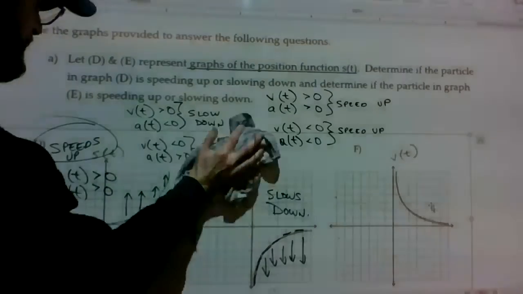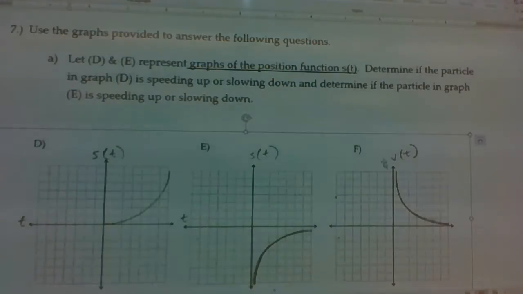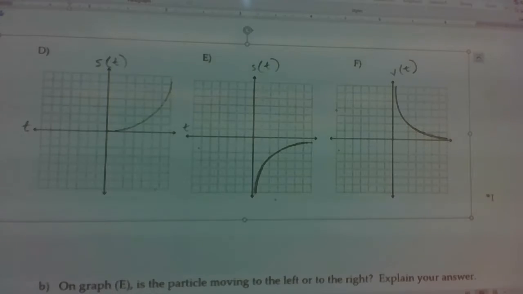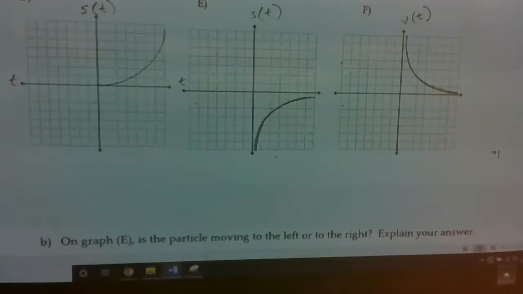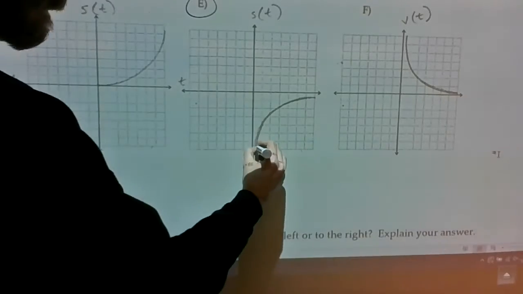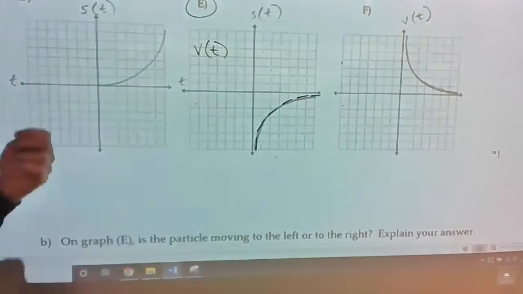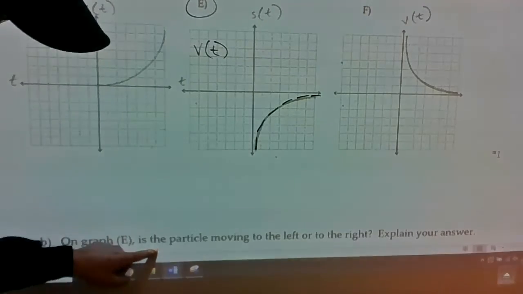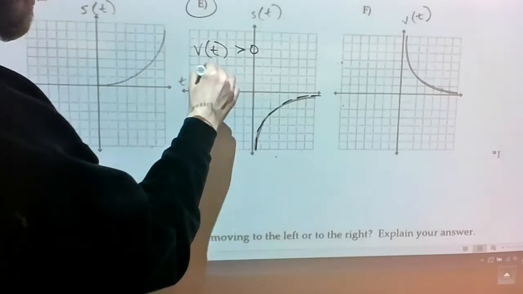Let's check out the second task. All right. On graph E, so I'm looking at the one at the bottom here, is the particle moving to the left or to the right? Explain your answer. Well, on graph E, my velocity determines the direction that the particle is moving. So the velocity always determines the direction that the particle is moving. So this one would be moving to the right because it's greater than 0.